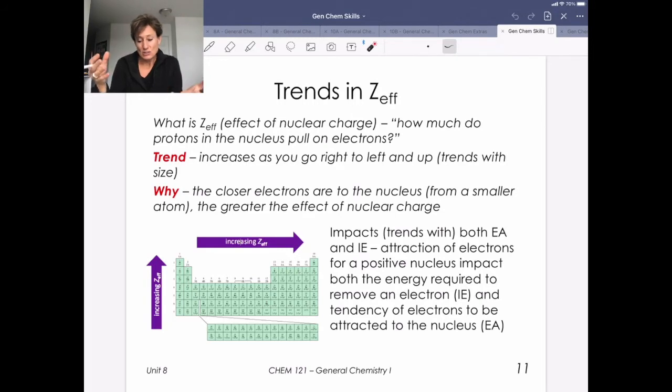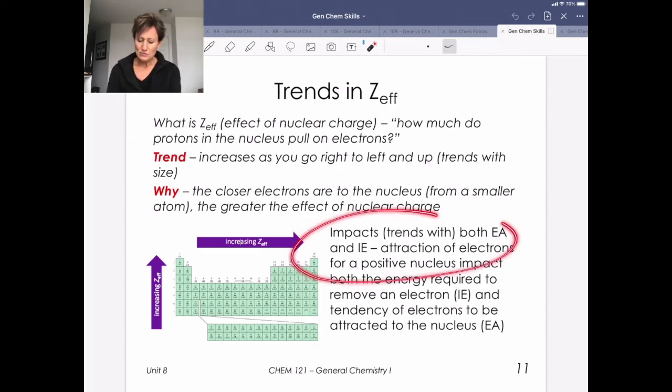And it sort of trends with size again, because the closer those electrons are to the nucleus, the more they can feel it, the more that effect of that nuclear charge, the charge that's in the nucleus, is going to be felt. So the closer electrons are to the nucleus, the smaller the atom is, the greater that effect of nuclear charge is going to be. So this trends with size. The smallest are going to have the greatest effective charge, and then the largest and most metal are going to have the smallest effective nuclear charge.